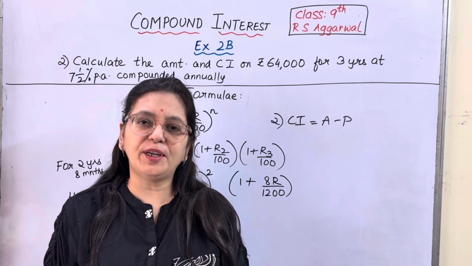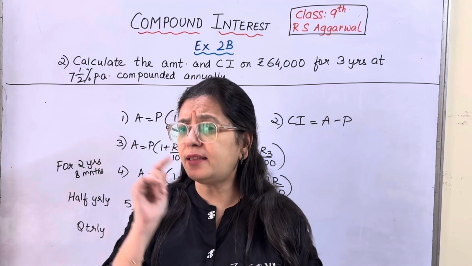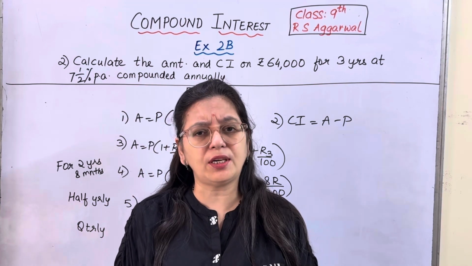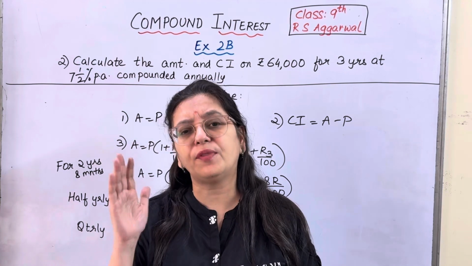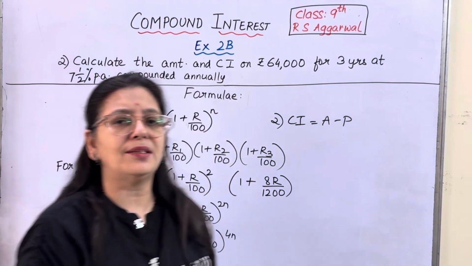Kids, in this video we are going to continue with exercise 2b. In the previous exercise we found the compound interest and amount without using the formula. In this exercise we are going to find the compound interest and the amount using the formula. What are the formulas? Let's see.